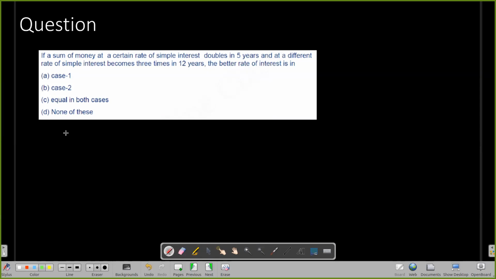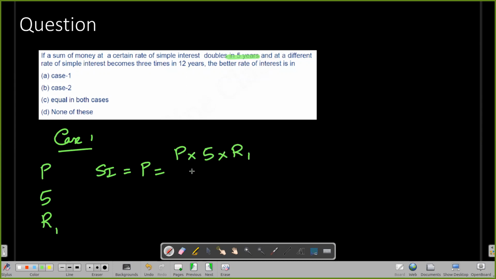So let us analyze this case like this. Case 1. Let the principal amount be P, number of years under consideration is equal to 5, and let the rate of interest be R1. So in this first case, the simple interest is equal to principal itself because the money doubles in 5 years, right? So the simple interest, that is P itself, is equal to P into number of years 5 into rate of interest R1, PNR by 100.